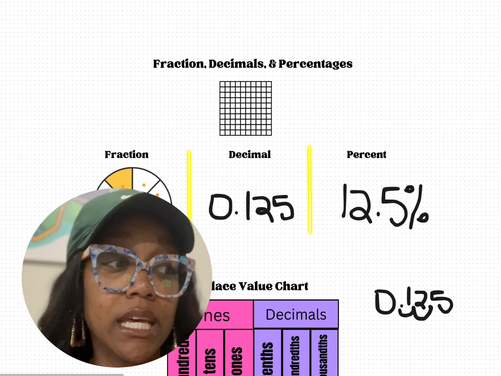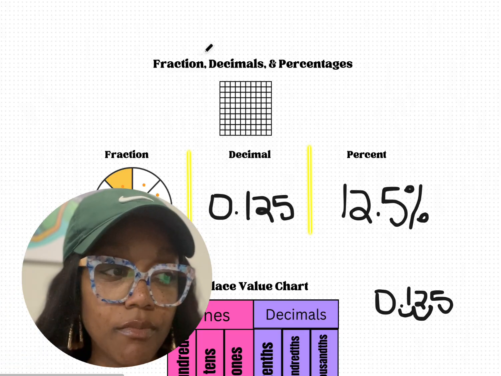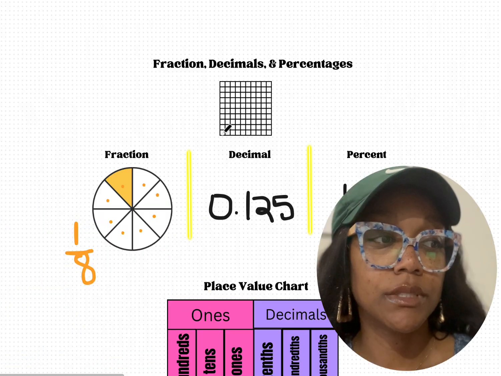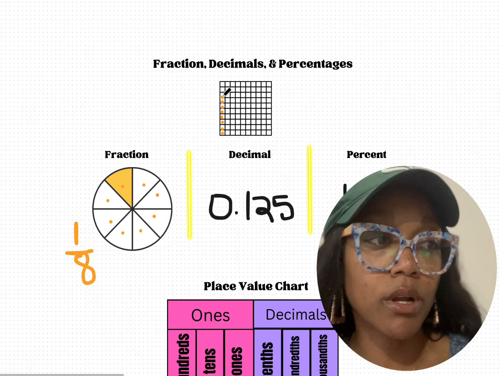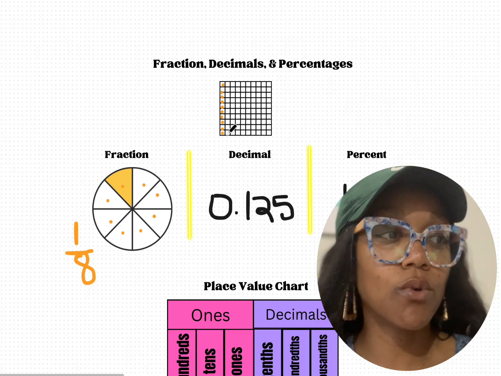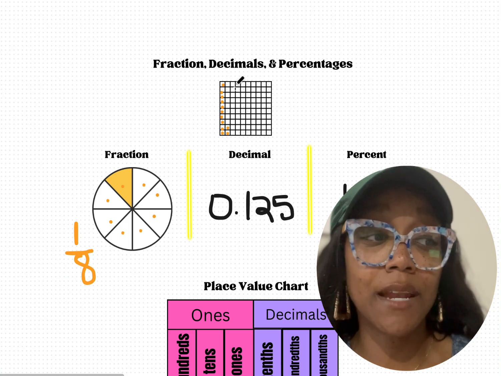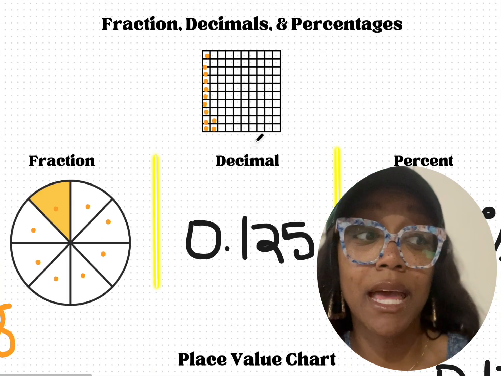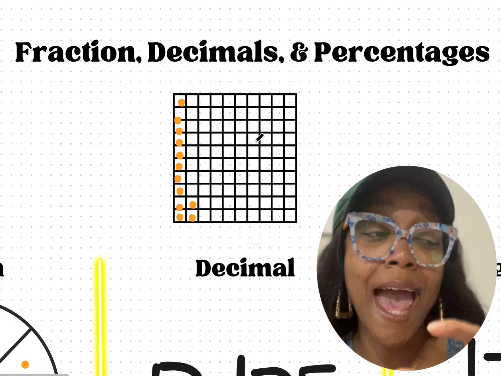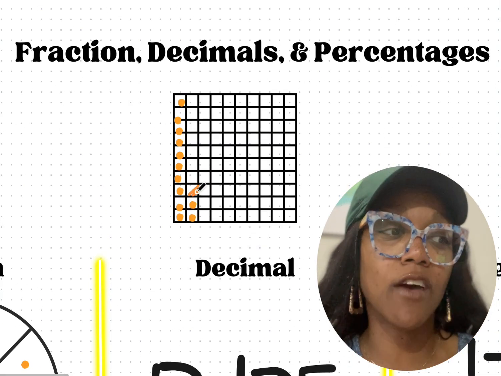We need to fill in 12.5. So we need a whole row filled in. Then we're going to fill in 2 more. And then I'm going to zoom in a little bit to show you how I fill in the half. I use a diagonal line to fill in the half. The students may cut the box in half, but we only need half of one of those boxes because we have 12.5%.